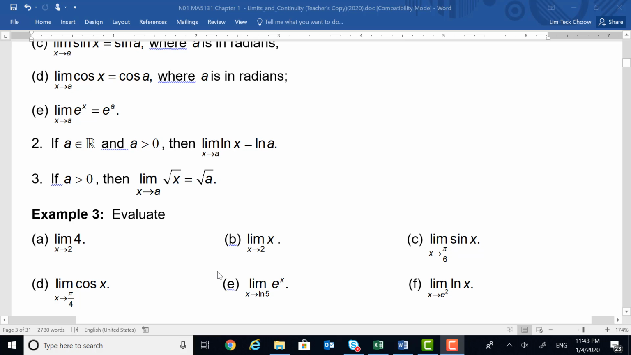So with these basic and simple results, we can try to work out these 6 limits. Okay, give yourself 1 or 2 minutes to try.